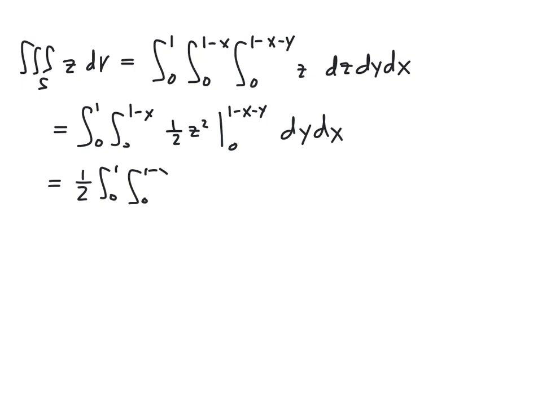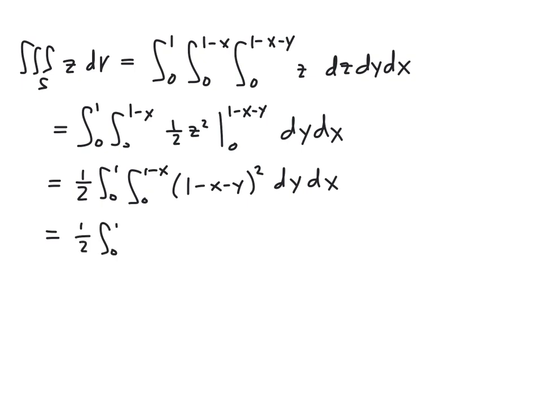And we can bring it out of all of the integrals since it is a constant. And then I'm going to evaluate z squared at these values. So I'm going to have 1 minus x minus y quantity squared minus 0. Right? So we have the double integral of 1 minus x minus y quantity squared, dy dx. Right? So now we'll compute the second integral.